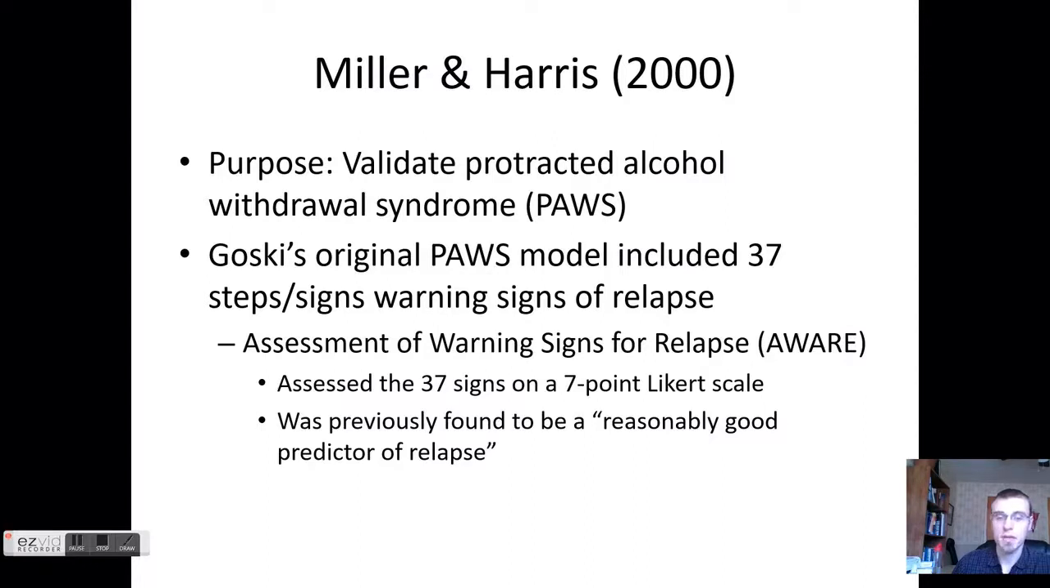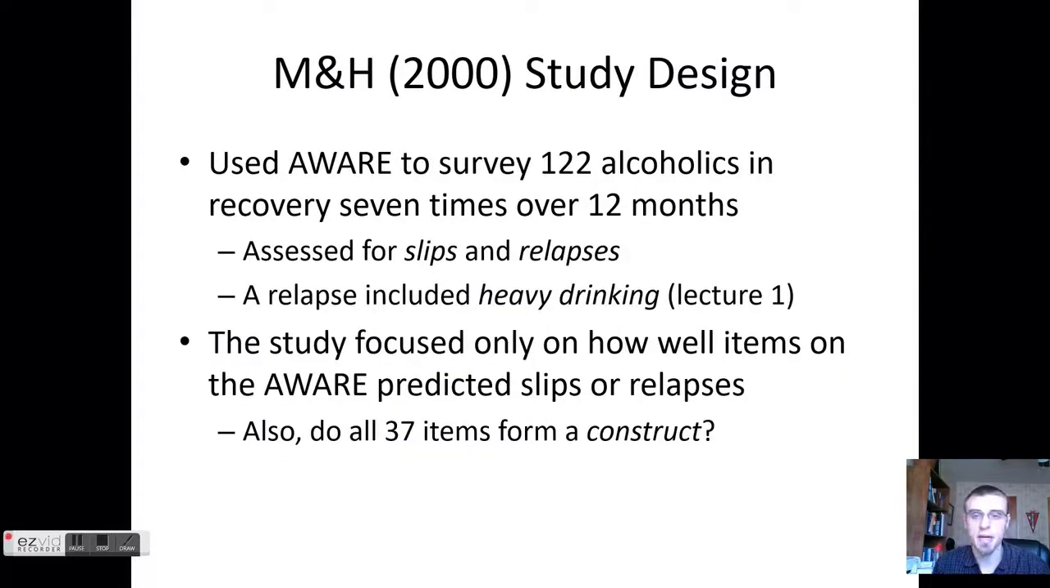They used all 37 and put them into a 7-point Likert type scale format. There was previous research that showed that this was a reasonably good predictor of relapse, and so basically Miller and Harris wanted to perfect this and really validate this as a construct. So they used the AWARE and they surveyed 122 alcoholics in recovery over 12 months' time. They gave this survey 7 times over those 12 months.